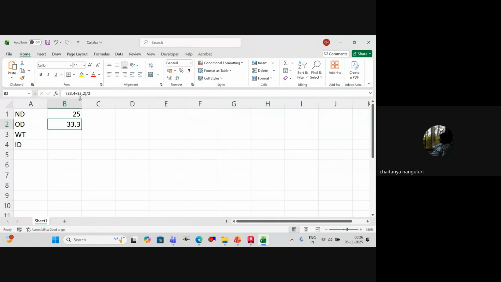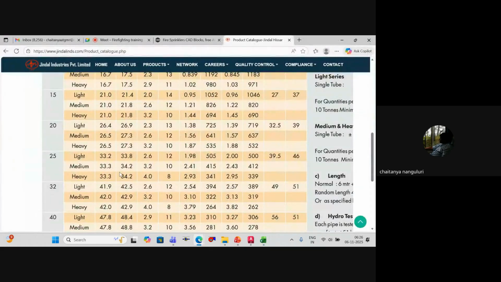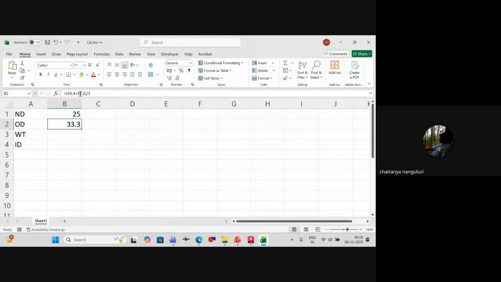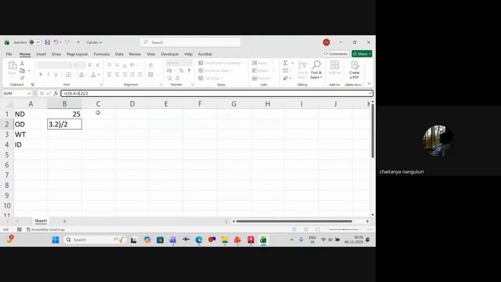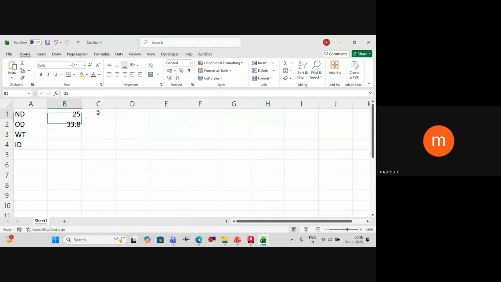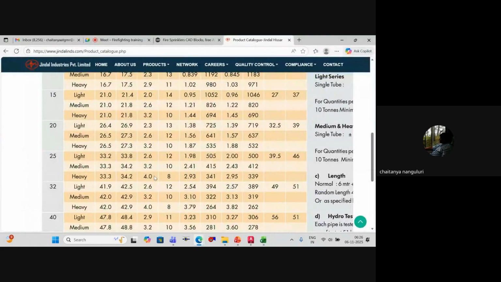Okay, so 33.4 and 34.2 for 25 heavy, 33.3, so it's 33.8 is the average value that you have. And what is the wall thickness you've got? That's 4 for heavy.